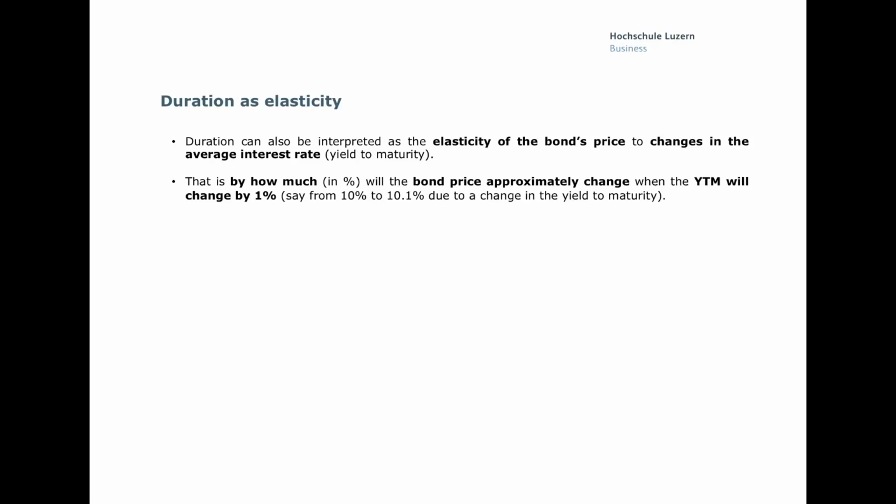Another way to think about duration is in terms of elasticities. Duration is the elasticity of the bond's price to changes in the average interest rate. More specifically, by how much will the bond price approximately change when the yield to maturity changes by 1%, say from 10% to 10.1%.